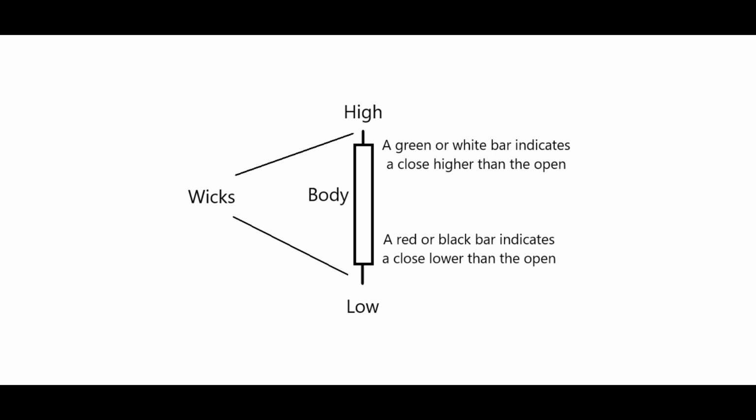The wicks or shadows extending from the body represent the highest and lowest prices reached during the time period. The upper wick extends from the top of the body to the highest price, while the lower wick extends from the bottom of the body to the lowest price. Candlesticks vary in size, with larger bodies indicating greater price volatility and smaller bodies suggesting lower volatility.